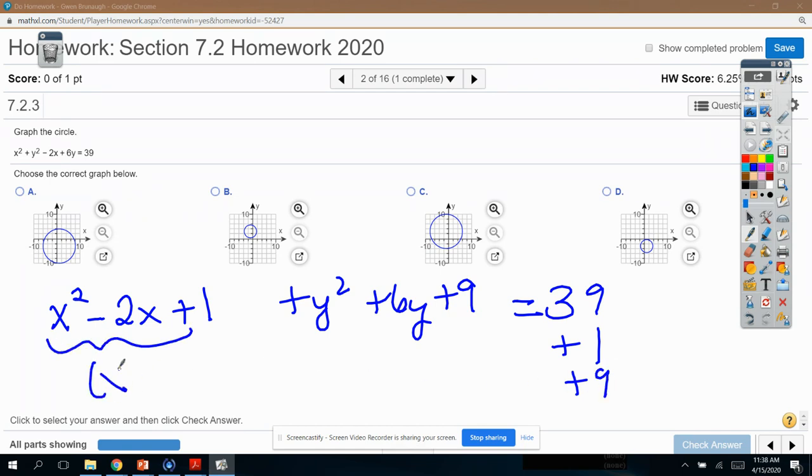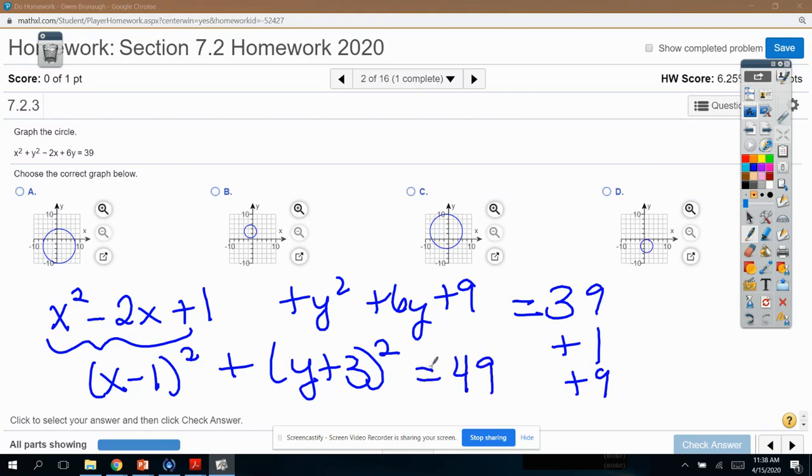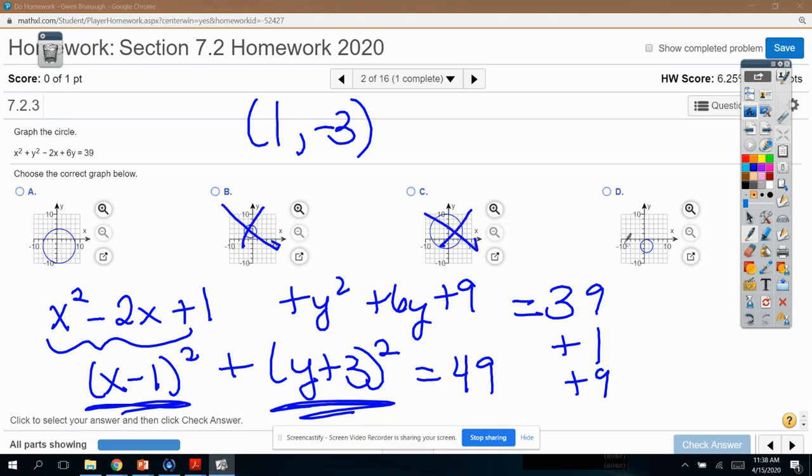That lets me write this as an x minus 1 squared because you take half of the negative 2. This will be a y plus 3 squared, and this is going to equal 49. So my center is going to be 1, negative 3. When you change the sign, change the sign. So this one could have a center of 1, negative 3. This one cannot. This one cannot. It's going to be either A or D. 49 is r squared, square rooted, and the radius is 7. Which one has a radius of 7? That is going to be your A choice.